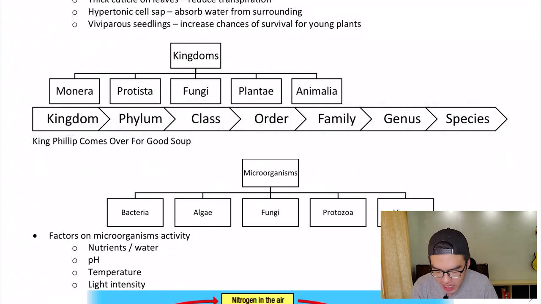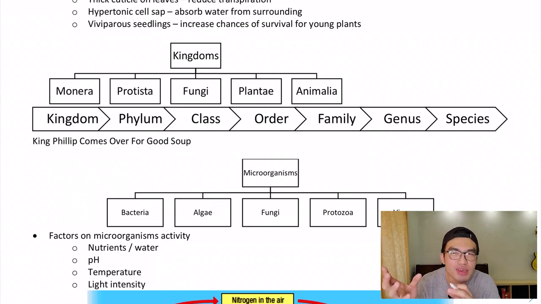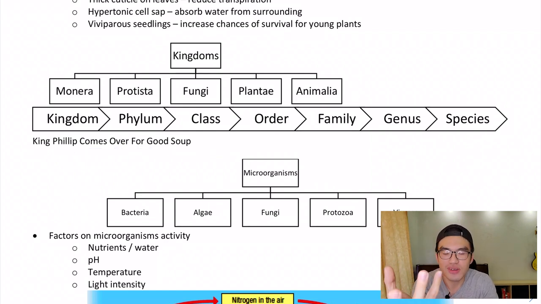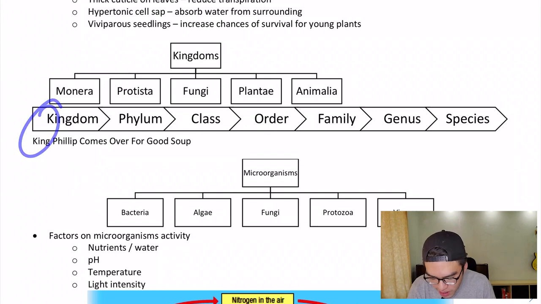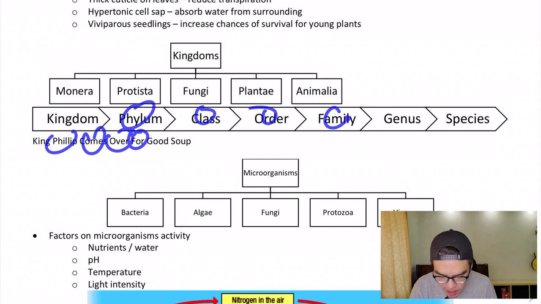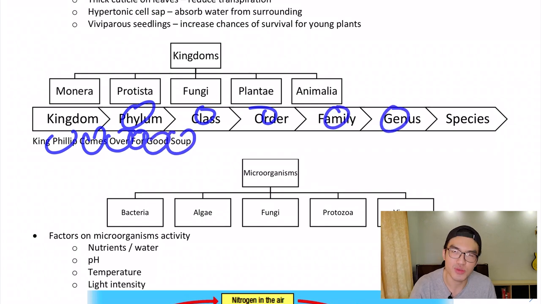Quick way to memorize: King Philip comes over for good soup. Imagine King Philip comes to your house for a bowl of good soup. So king, kingdom; Philip, phylum; comes, class; over, order; for, family; good, genus; and soup, species.